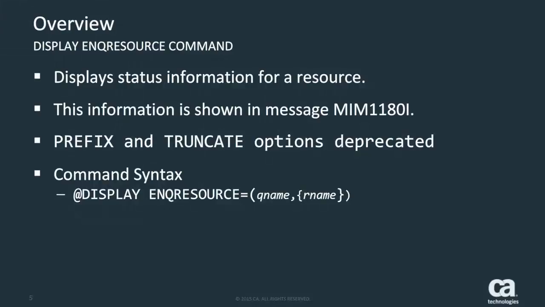The display ENQRESOURCE command displays current information for a specific resource. As with the display conflicts command, this command was limited by the knowledge of the local system. Additionally, the command did not support wildcarding, which added difficulty if you did not know the exact QName or RName for a resource. When the MIM query feature is active, the display ENQRESOURCE command response includes the additional global information that was also added to the display conflicts command response.